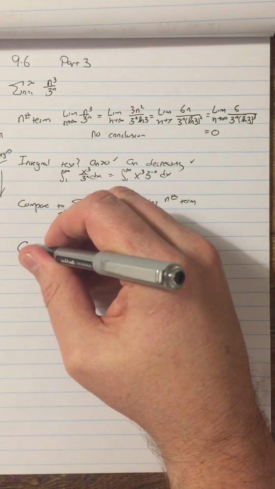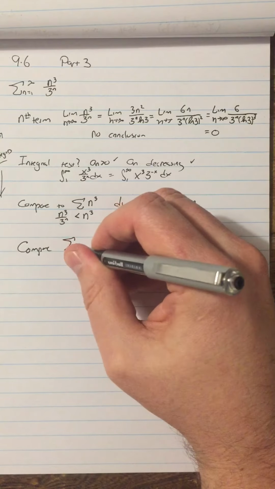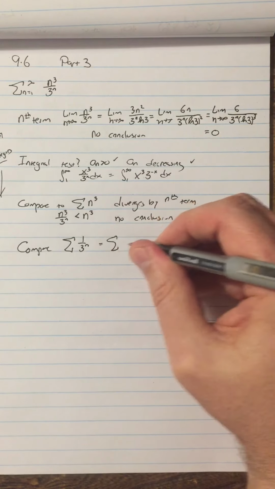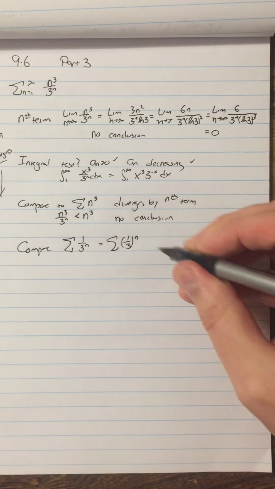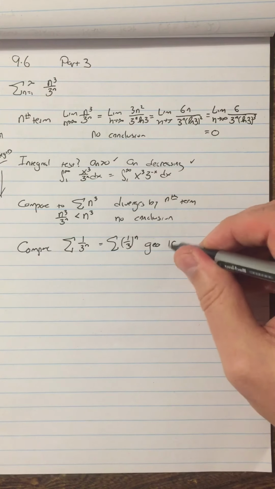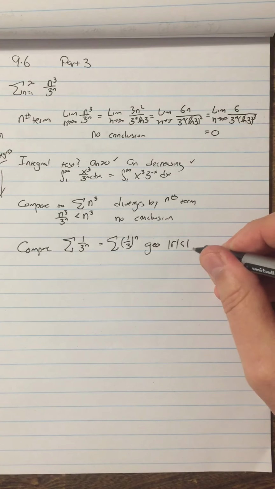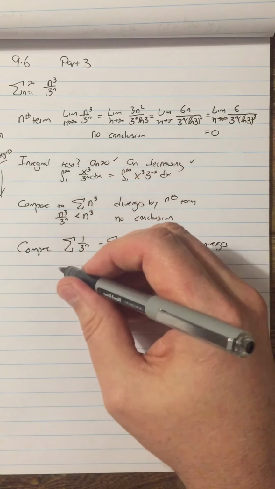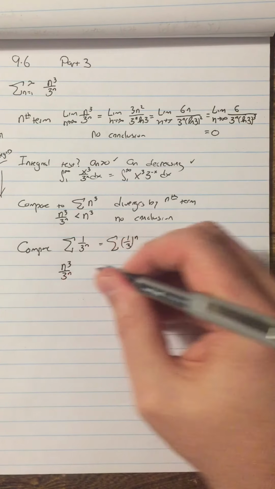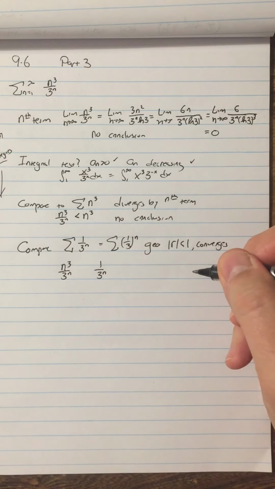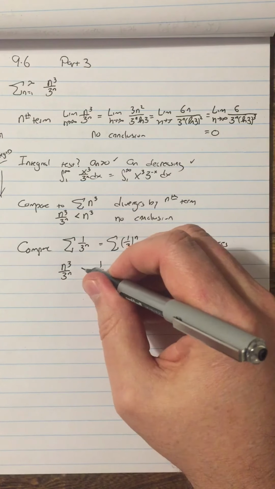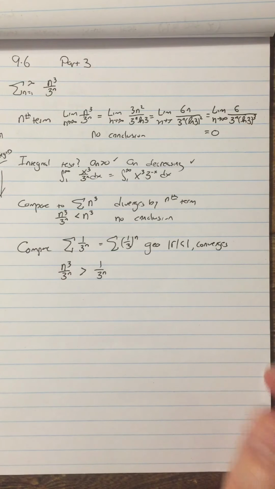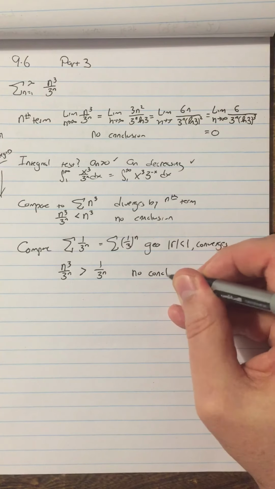Let's try comparing to the sum of 1 over 3 to the n, because that is a geometric series with r less than 1. So it's a geometric series, the absolute value of r, which is 1/3, is less than 1, so it converges. All right, but how would my comparison go? How would I compare n cubed over 3 to the n to just 1 over 3 to the n? Well, the n cubed term makes it bigger. So what I end up with is my problem series is greater than a convergent series, which again tells me nothing. So I have nothing again.